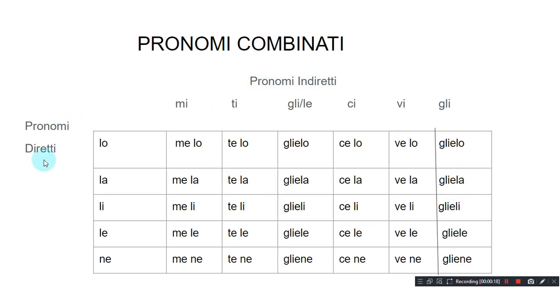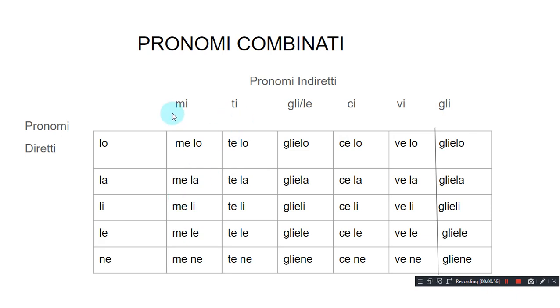Pronomi indiretti, pronomi diretti. For pronomi combinati we need pronomi indiretti, pronomi diretti and ne partitivo, as much as ci that we're going to see in the next chart. For now, let's analyze this chart. Pronomi indiretti: mi, ti, gli, le, ci, vi, loro. And pronomi diretti: lo, la, li, le, ne. These get combined, but how?